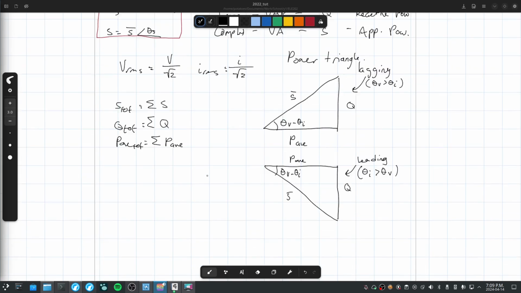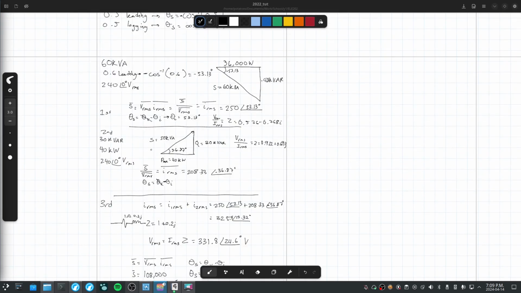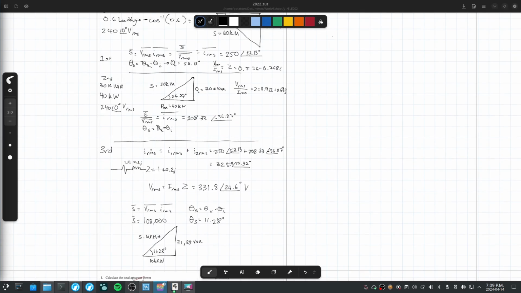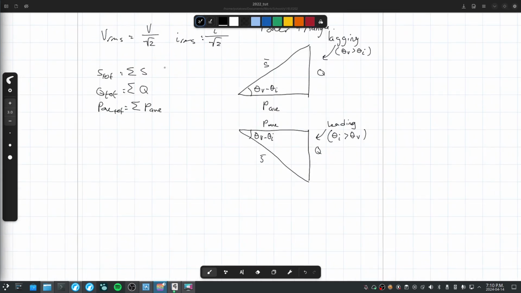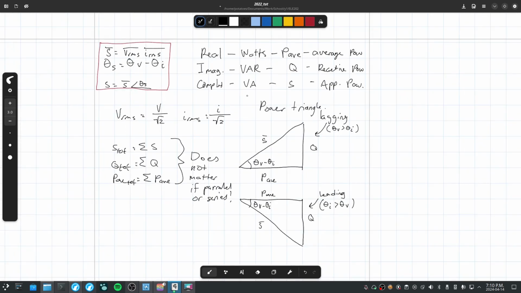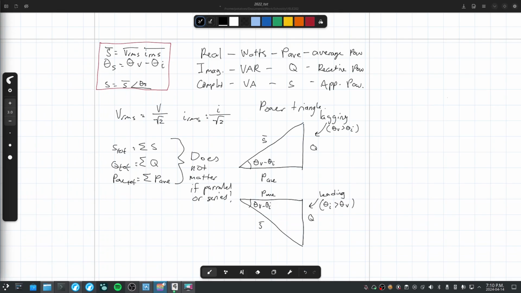So that's pretty much all that there is to power that I can think of off the top of my head. The rest of this is just finding V, finding I, finding total impedance. That stuff you've already been taught. So this part here does not matter if parallel or series. That's pretty much the core of what you need to know for power.